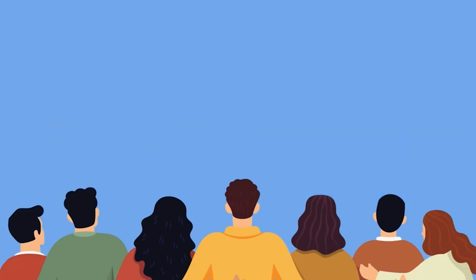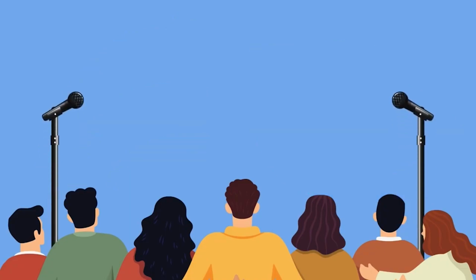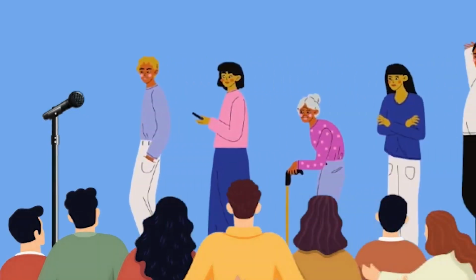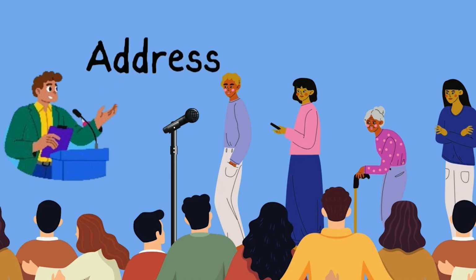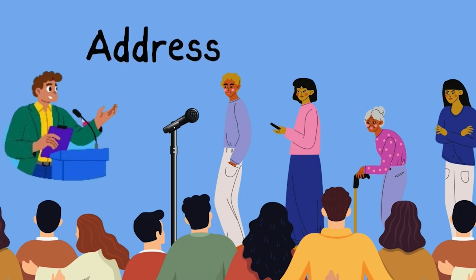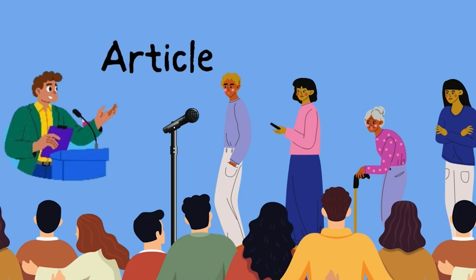If you wish to speak about an article under consideration, there will be microphones placed in the aisles. All you need to do is get in line, and when it's your turn, wait for me to recognize you. First, state your name, your address, and then you are free to speak about the specific article in question.